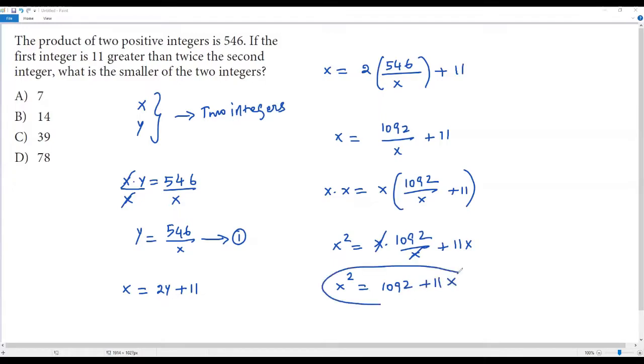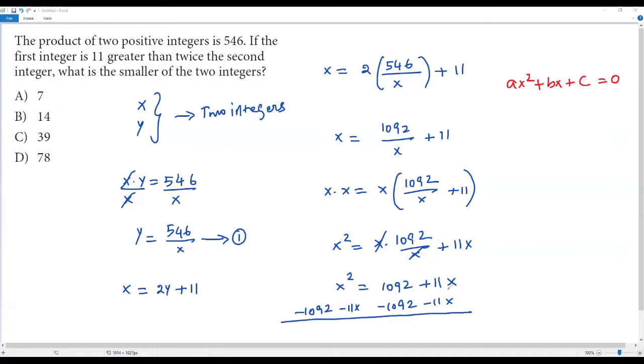Okay, now it's a quadratic equation in the variable x. To solve this quadratic equation, we have to get it in standard form, that is ax squared plus bx plus c equals 0. So for that we have to get everything on the left side, and the right side must be 0. So what I need to do is get rid of the two terms on the right side, so that I'll have 0. So let me subtract 1092 and 11x from both sides. Let me do it.